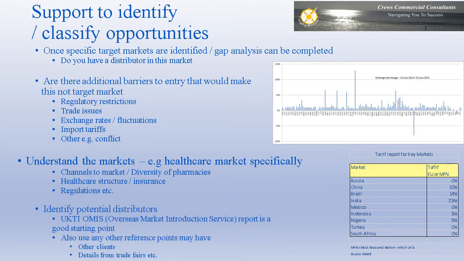Having been through all of that, you then need to find and identify potential distributors. A good way of doing that initially is a UKTI OMIS report, which is an Overseas Market Introductory Service report, which is an excellent starting point. But there are others. You can get a reference from other clients that you're dealing with, or contacts you've got, or people you meet at trade shows.